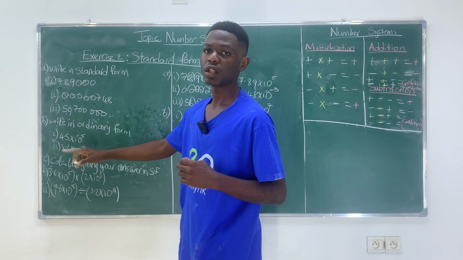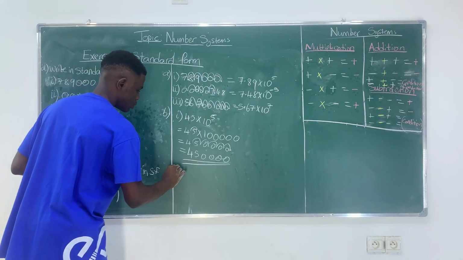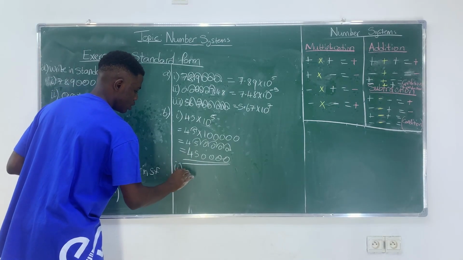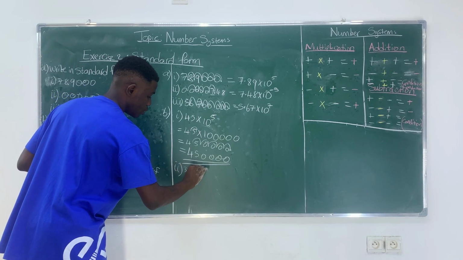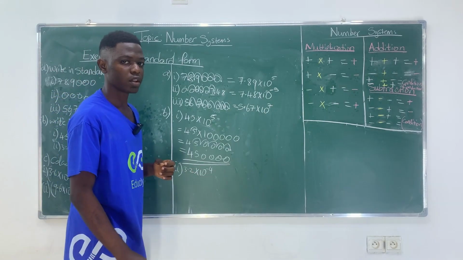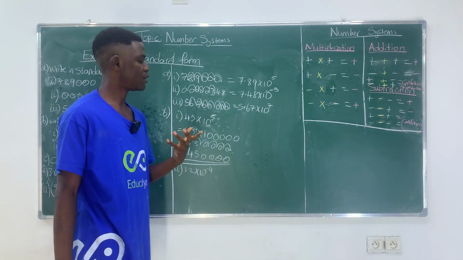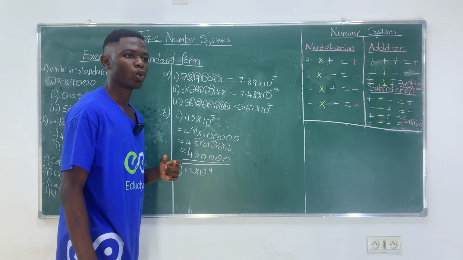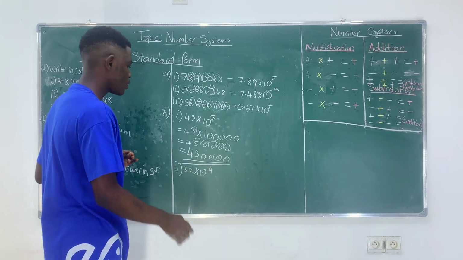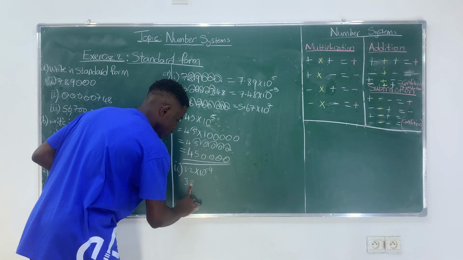It says 3.2 times 10 to the power negative 4. So Roman 2, 3.2 times 10 to the power negative 4. This is a little bit more tricky because this power here now is negative, not positive. So what do we do? As always, I first write my 3.2.